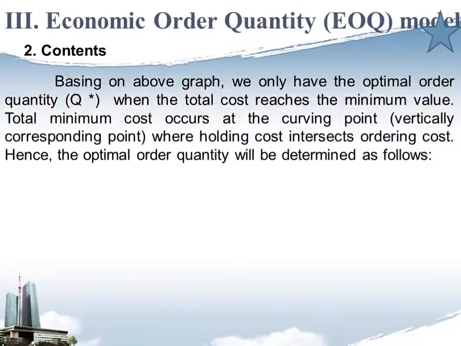Based on the above graph, we get the optimal order quantity Q star when the total cost reaches the minimum value. The total minimum cost occurs at the curving point, the vertically corresponding point, where holding cost intersects ordering cost. Hence, the optimal order quantity will be determined by the following formula.